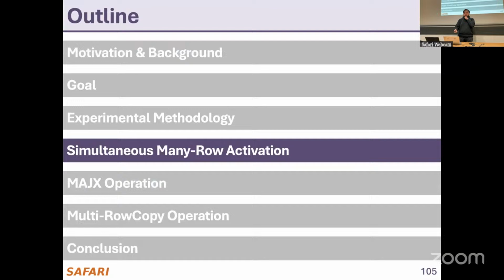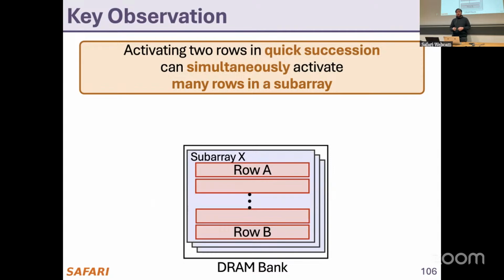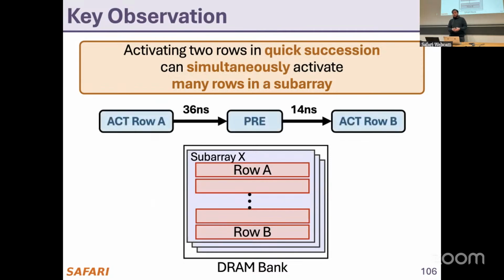So now let's take a look at how we perform simultaneous many-row activation. The key observation is that, again, activating 2 rows in quick succession can simultaneously activate many rows in a subarray. Here again, we have our subarray. When we respect the timing parameters, you know what happens: we just activate 1 row at a time. But if you violate them greatly, we activate multiple rows, now in the same subarray.